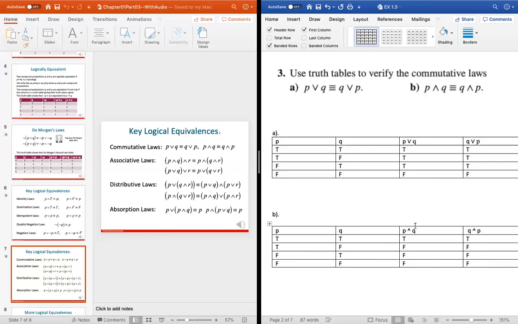Now here, the right-hand side of the equation is equal to the left-hand side of the equation. So we know that they are logically equivalent, and also the order doesn't matter. Okay, so you can replace them with one another. Okay, any questions here?